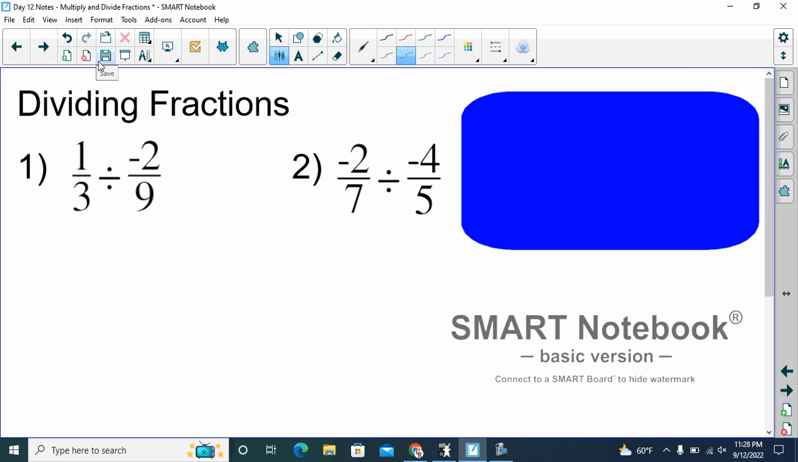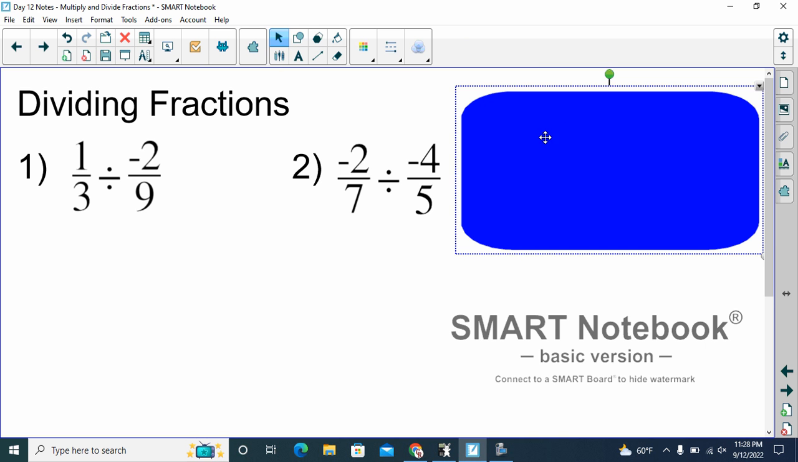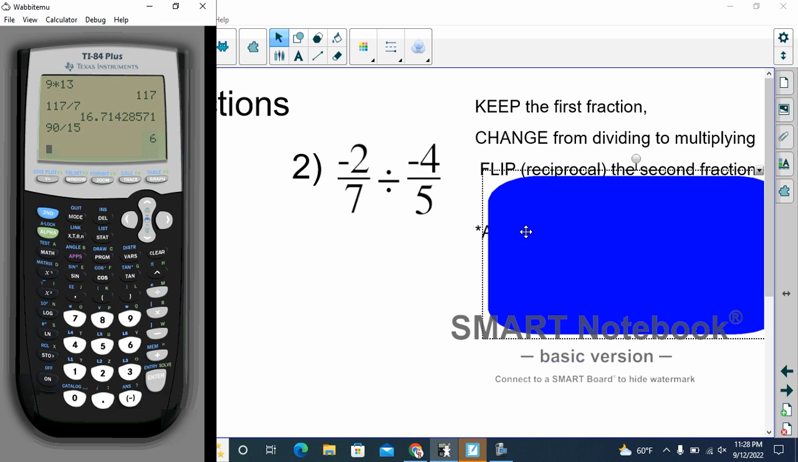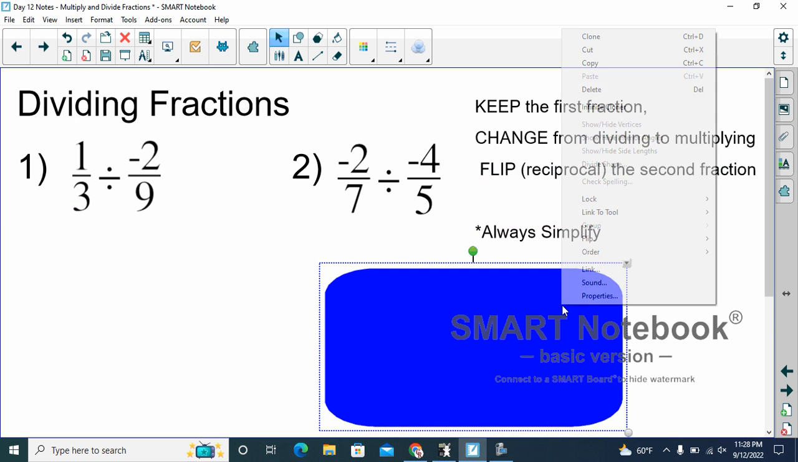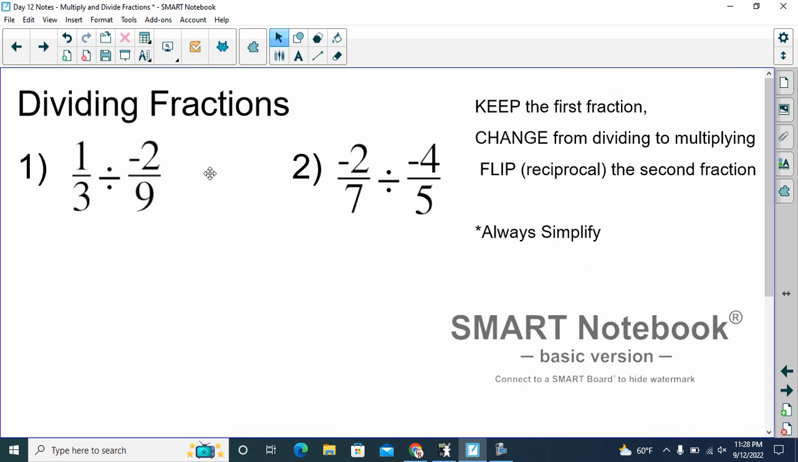We learned how to multiply fractions. Dividing them just has one more step. We still want to start by changing anything to improper fractions. And then once we have anything as improper fractions, we keep the first fraction the same, change from dividing to multiplying, and then flip the second fraction. That is called multiplying by the reciprocal.